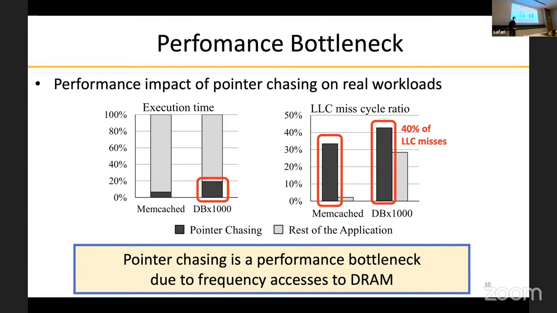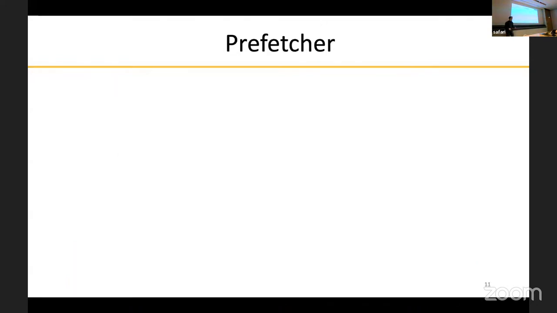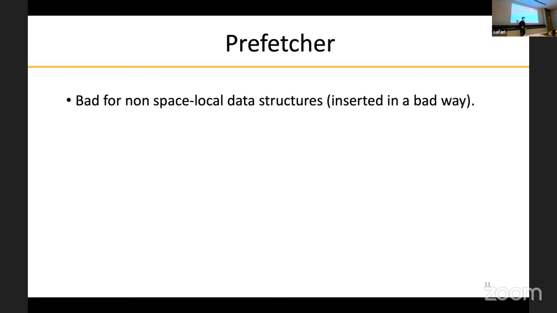We can see that those pointer chasing operations are such a huge bottleneck because they have to access the RAM quite frequently. One possible solution that one might think of is the prefetcher, but there are actually a few problems the prefetcher will not solve reliably or enough. For example, if you have non-spatially-local data, for example a linked list that is inserted randomly or spread all across the memory, then the prefetcher cannot really prefetch anything because the accesses are pretty much random, and without a huge performance overhead, the prefetcher couldn't prefetch anything reliably.